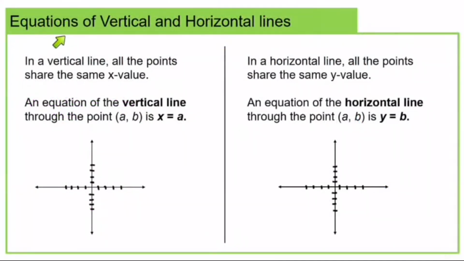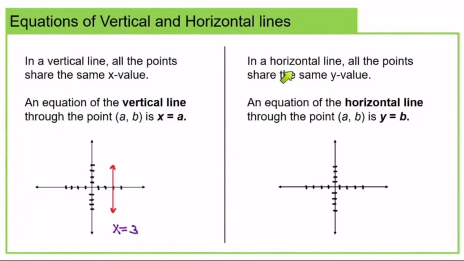Now we're going to talk about equations of vertical and horizontal lines. Remember that in a vertical line, all the points have the same x value. Here's a vertical line. Notice that its slope is undefined, and also notice that it's not a function. And also notice that we don't really need to calculate anything. Every x value is the same. So all we need for this line's equation is x equals whatever that x value is. In this case, it would be x equals 3.